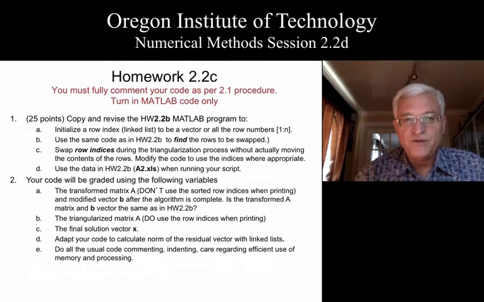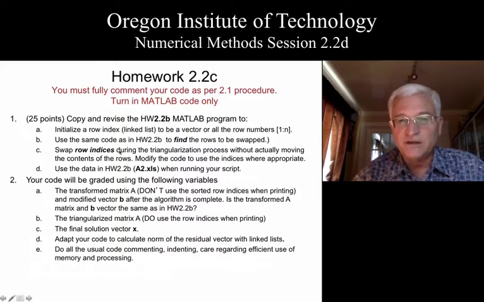Okay, let's try it. You'll need to introduce in this new code our linked list that will go from 1 to n, and then we will be swapping the row indices rather than swapping the actual data, but the logic will be identical. We'll do this on the triangularization process without actually moving the rows, so you have to get that portion of the code that was in there out and replace it, strategically put, with this linked list array.